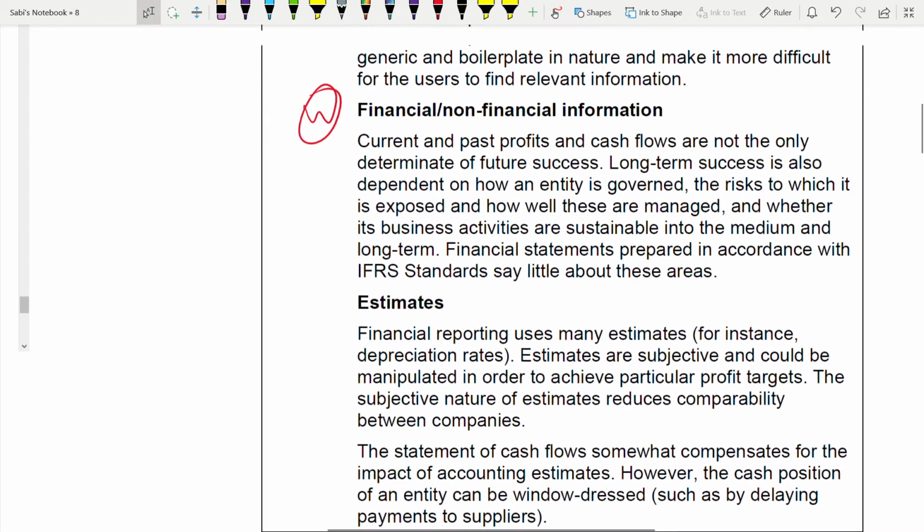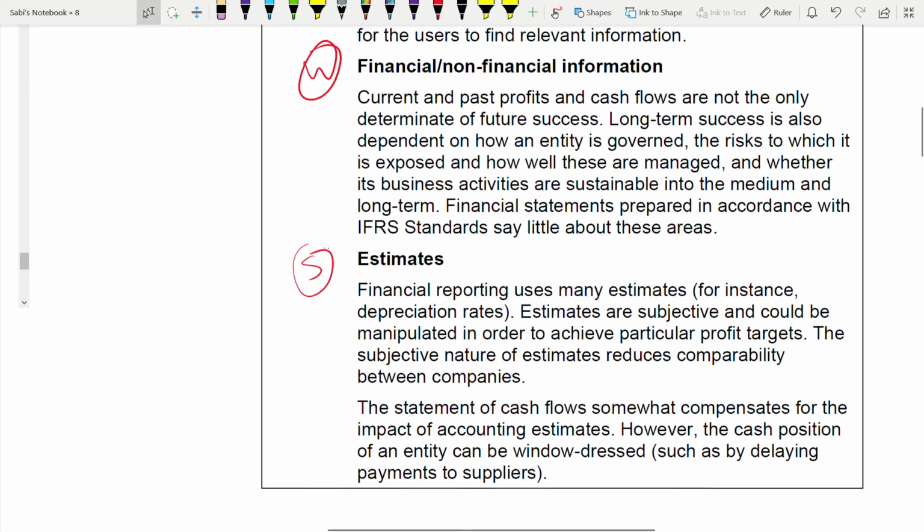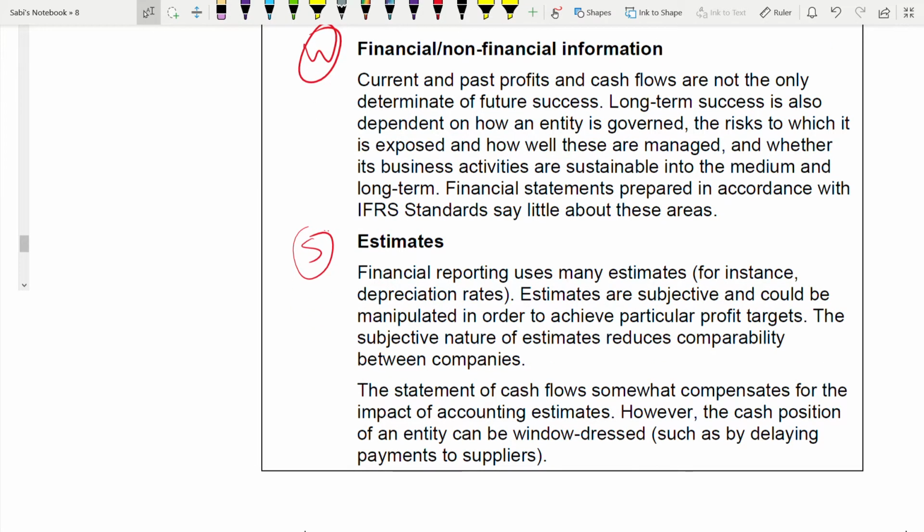Number five, estimates. You have to make a lot of estimates for preparing the statement of financial position and all those things. It's a very subjective area. So comparing two companies becomes very difficult, because one company might be estimating in one way and the other company in some other way, right?